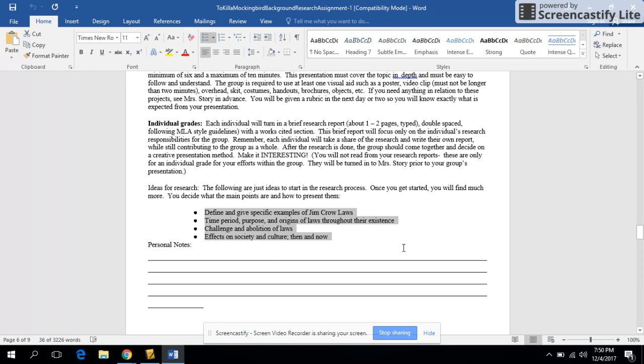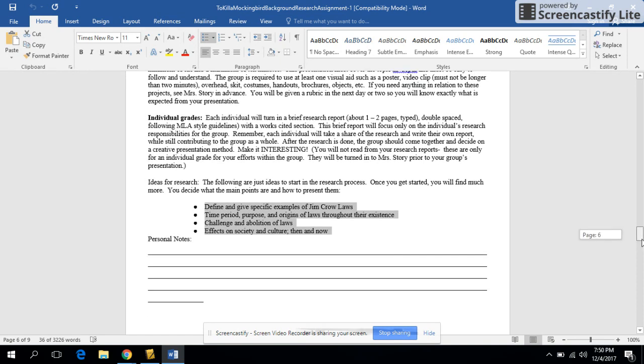What challenged it? How did they get rid of it? How did the Jim Crow laws affect society? Specific examples. Make sure you do that. And you're going to think about the time period.